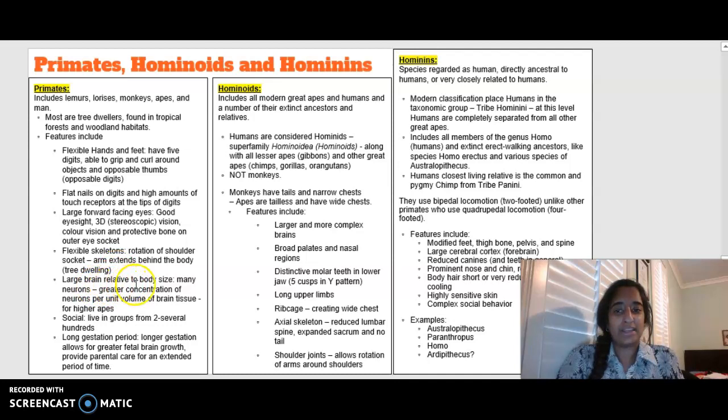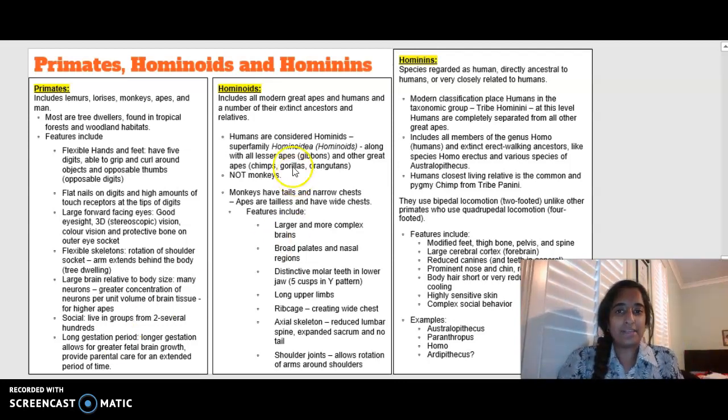They have large brains relative to their body size, many neurons which have greater concentration of neurons per volume of brain tissue, especially in those higher apes. They are social, usually living in groups from 2 to several hundred, and they have a long gestation period. So a longer gestation period is going to allow for greater fetal development, for brain growth, and providing parental care over an extended period of time. Some other features that we also talk about is our sexual dimorphism, which means males and females are different.